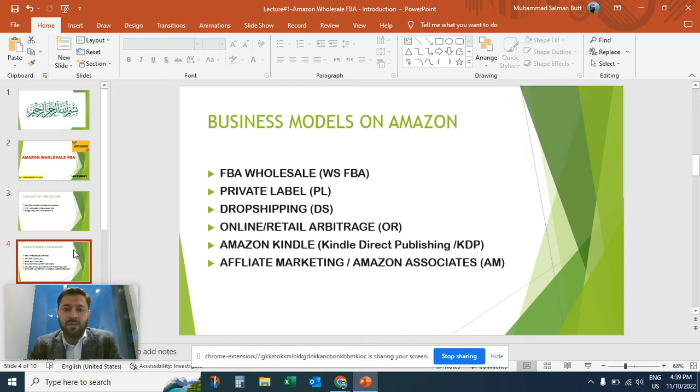In the private label model, first of all, this model requires a huge amount of budget in order to start. You can say if we need to sell a product whose selling price is around $20, then maybe you need around $30,000 in order to start private label. What happens in this? We need to find some product, we need to label it, put our name or our company name on it, and then we resell it on Amazon.